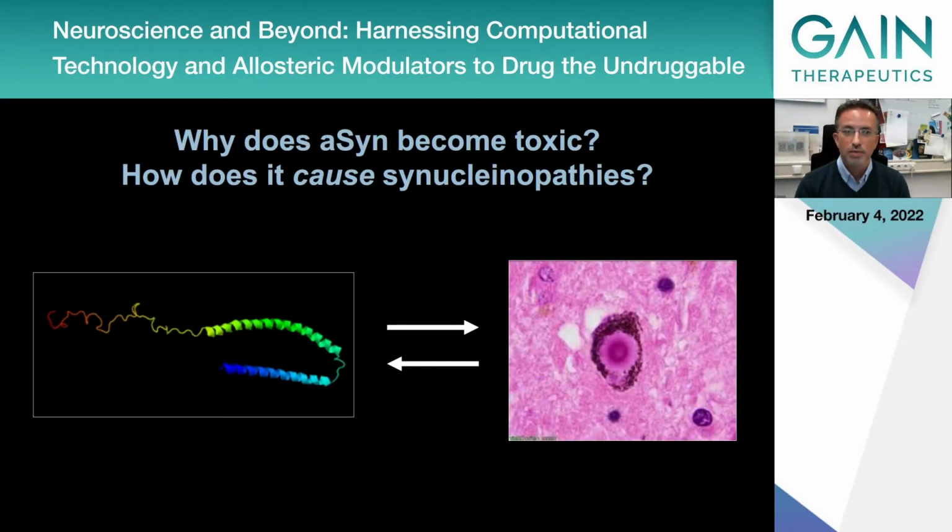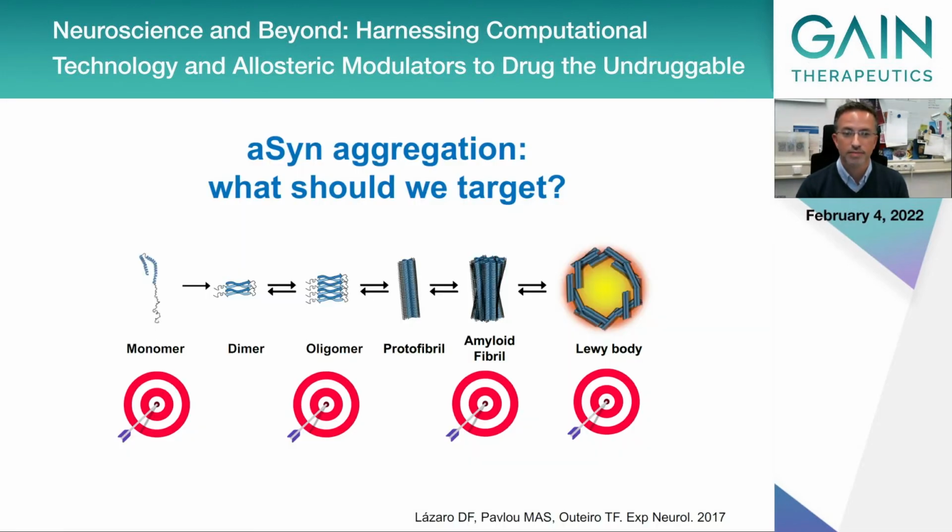So we still need to address these basic questions. Why does this protein alpha-synuclein become toxic, and how does it cause synucleinopathies? This is intimately related to the idea that you go from a typical normally folded structure into an altered form of the protein that accumulates and deposits in inclusions in the brains of patients. Next slide, please.